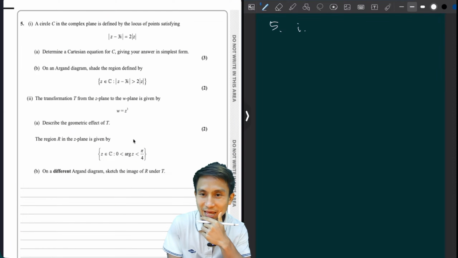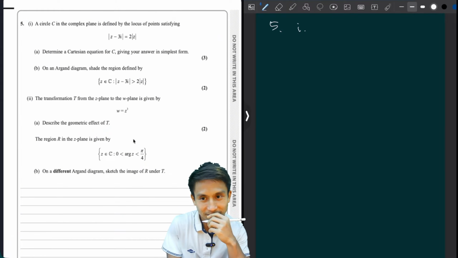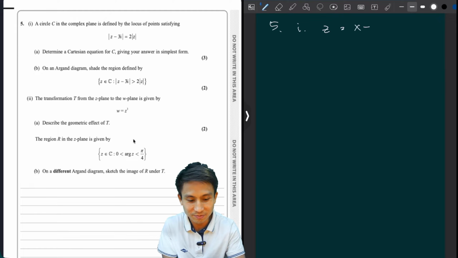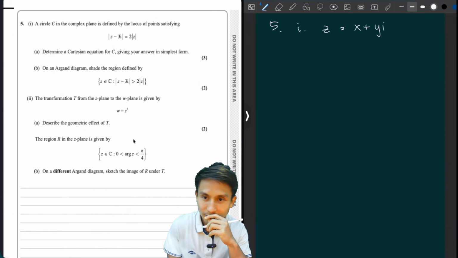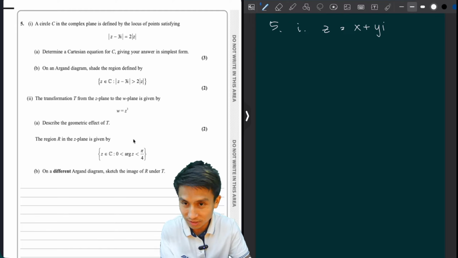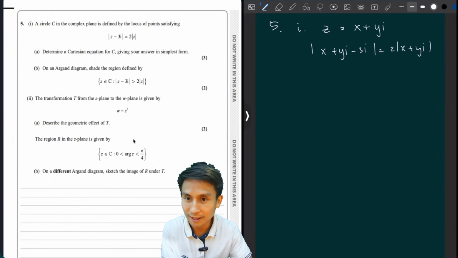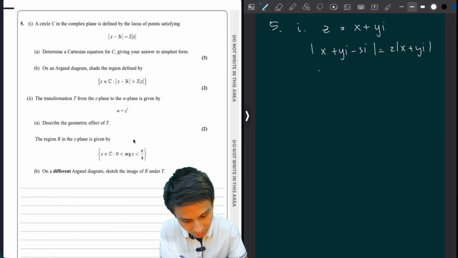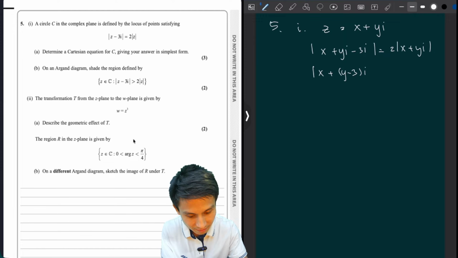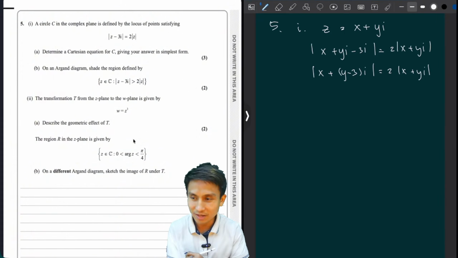So if that's a modulus, then we can do it, because we know that z equals x plus yi, yeah? So we can do the modulus there. So if you simplify that, you get x plus yi minus 3i. I'm just substituting that. 2 and then x plus yi here. Yeah? And then we can do x plus y minus 3i. Yeah? Modulus equals 2 times x plus yi. Nothing changed there on the right side.